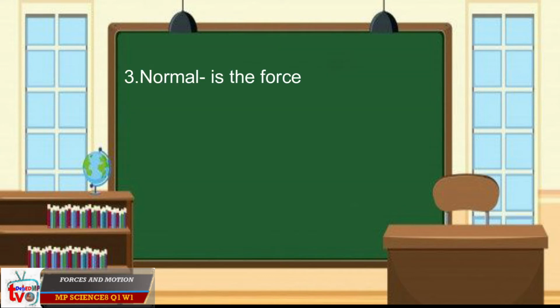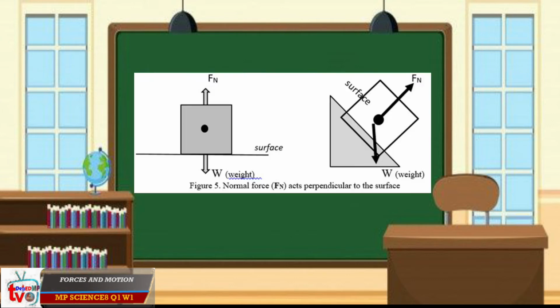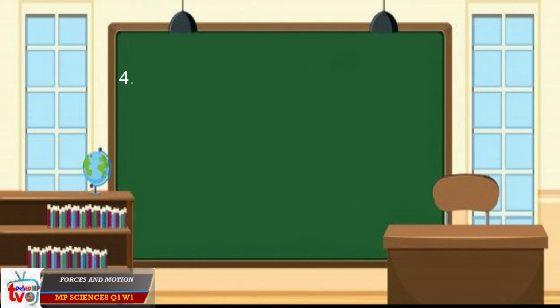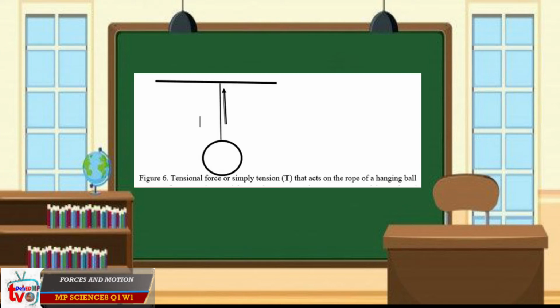Number 3, normal. It is the force that acts perpendicular to the surface of the object in contact with. Its symbol is written like this. Please refer to Figure 5. Normal force acts perpendicular to the surface. Number 4, tension. It is the force applied to a string, rope, chain, or cable. Its symbol is like this. Please refer to Figure 6, the tensional force or simply tension that acts on the rope of a hanging ball.